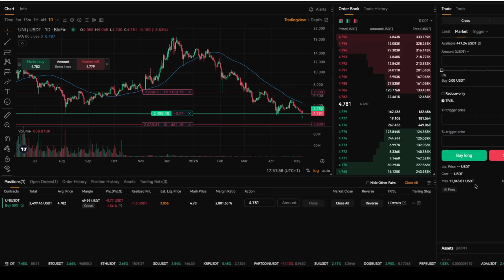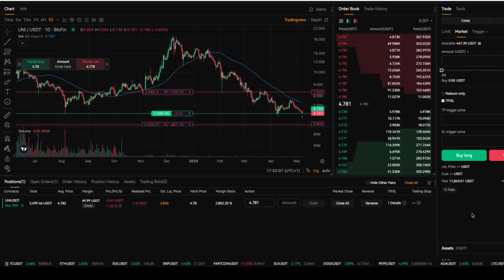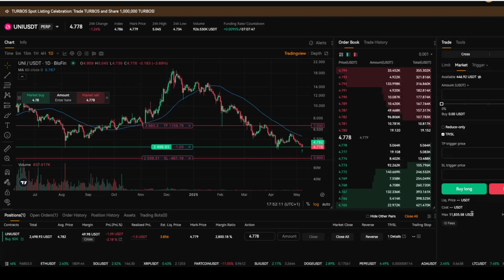So we will let this run for a few days, see how we get on, and I am recording this just before the FOMC, so I might get wiped out in a matter of minutes. But that was just an example of how easy it is to place trades, trade futures on BloFin.